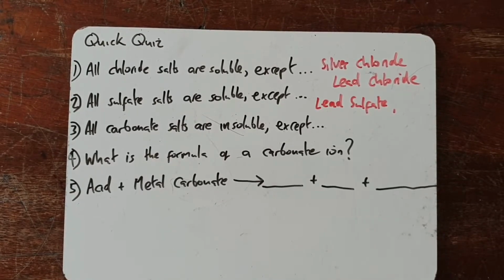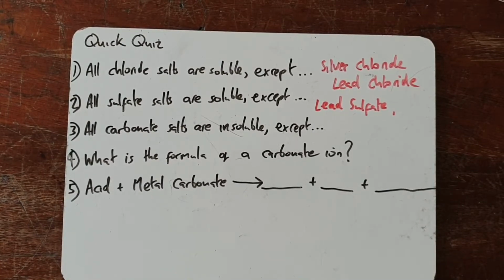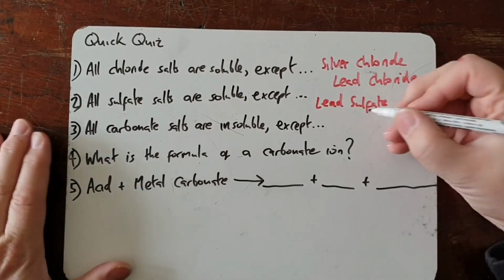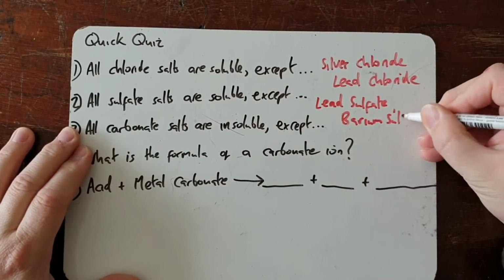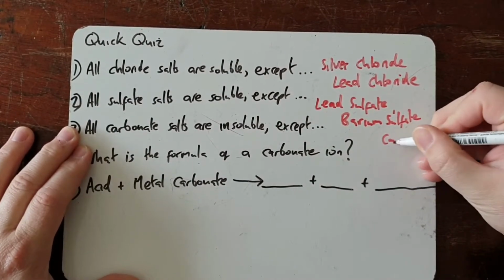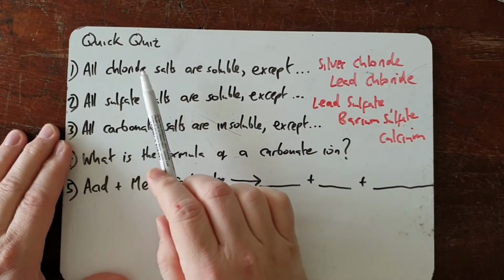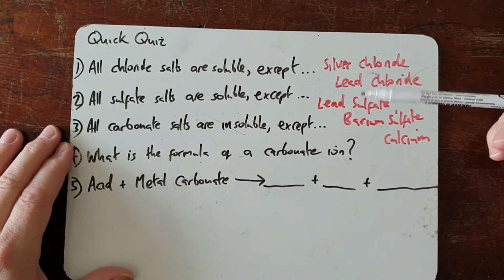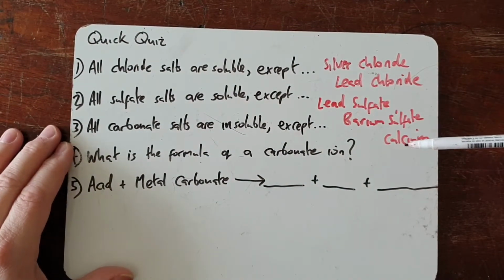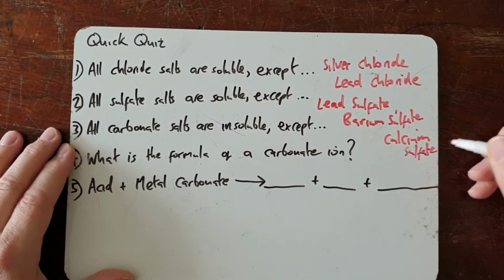So lead sulfate, barium sulfate, and calcium sulfate. So the chlorides are all soluble except for silver and lead. The sulfates are all soluble except for lead, barium sulfate, and, can't really fit it in, calcium sulfate.